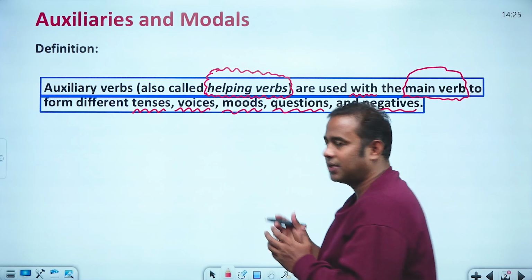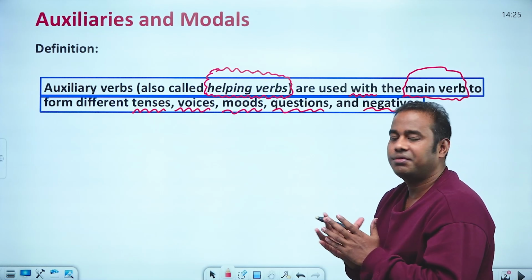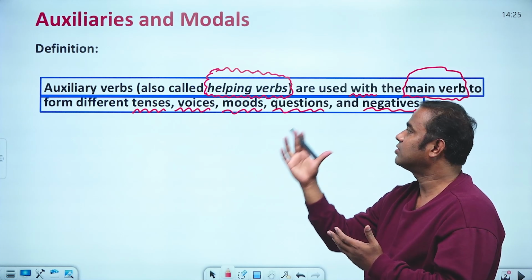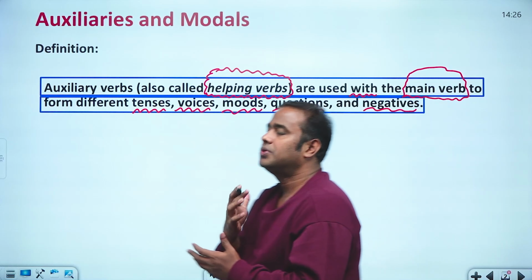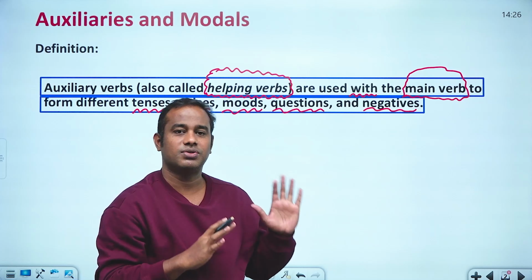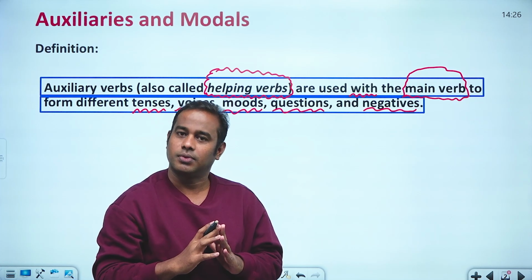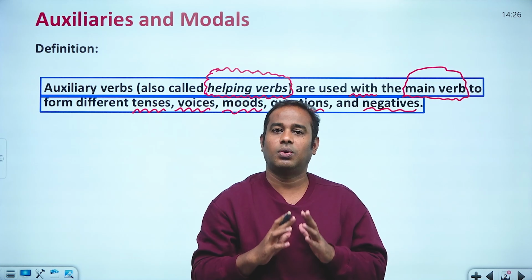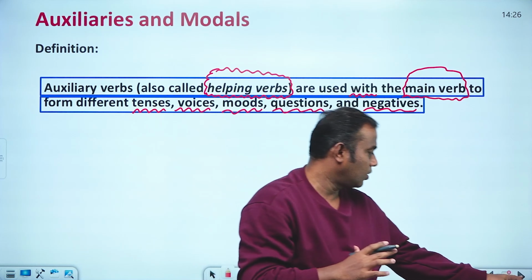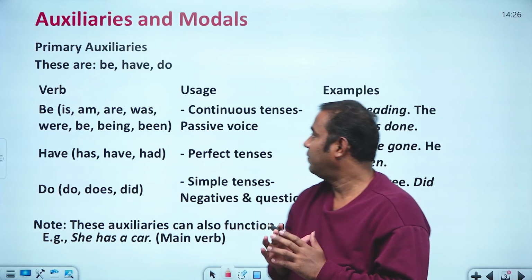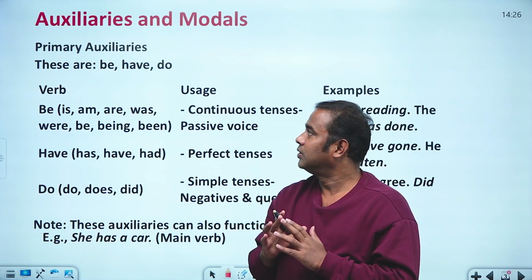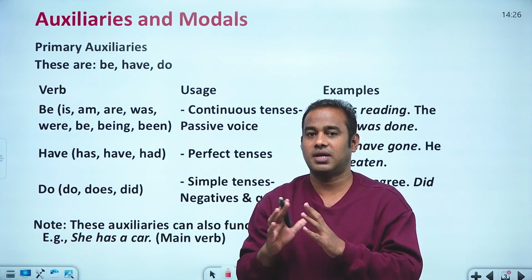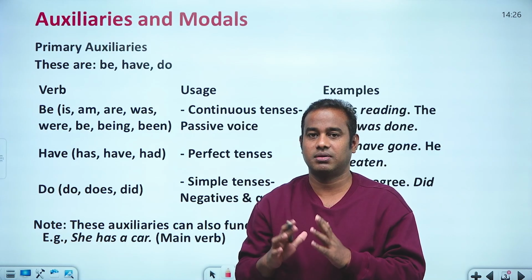So what this definition means is that you can form any sentence. The varieties are tenses, voices, moods, questions, negatives. All these things you can form by using auxiliaries and modals. Now, why are these auxiliaries and modals important? Even the auxiliaries are categorized into varieties. They are called primary and secondary, like that.